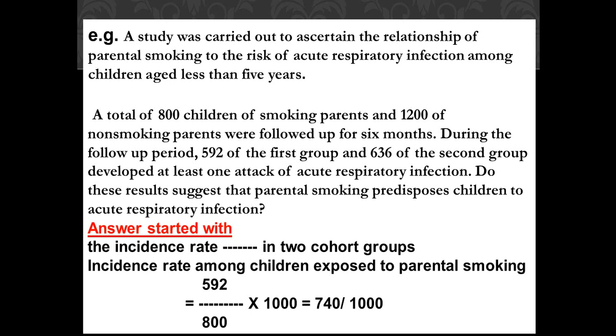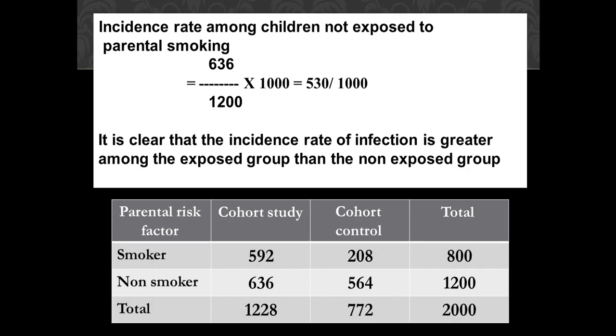This is the question. So to answer, we have to start with finding the incidence rate in both cohort groups. The incidence rate among children exposed to parental smoking was 592 over the total number 800 multiplied by 1000, and the result was 740 per 1000. And the incidence rate among children not exposed to parental smoking was, as you see in the formula, the result was here 530 per 1000. So it is clear now that the incidence of infection is greater among the exposed rather than the non-exposed.